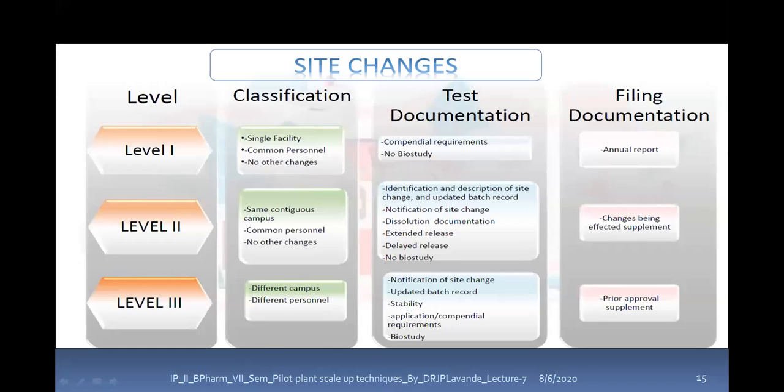Level 3 is applicable to the different campuses and different personnel, as far as the kind of classification is concerned. The test documents required at level 3 in the case of modified release solid dosage forms are the notification of site change, updated batch record, stability, application and compendial requirements, and the biostudy is required. So if you have an overview, a biostudy is required at level 3. The reporting will be a prior approval supplement.